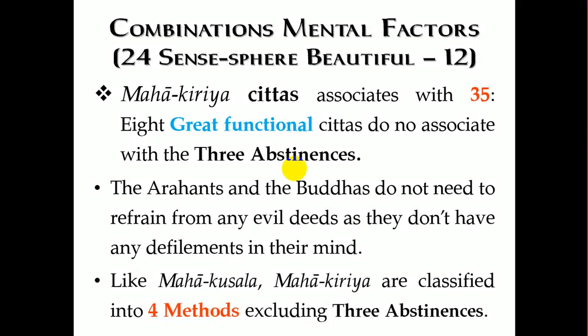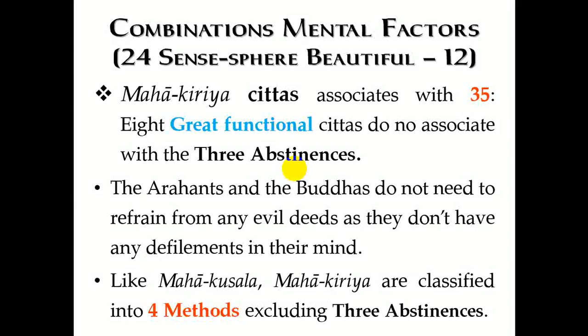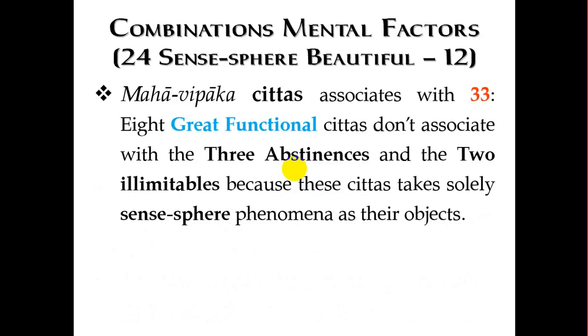Like Mahakusala Cheta, Mahakriya Cheta are classified into 4 methods. So when we count, we have to exclude 3 abstinences, right? So the first pair, how many? 35. Second pair, 34. Third pair, 34. And the fourth pair, sorry, 34. 33. Mahavipaka Cheta associated with 33.